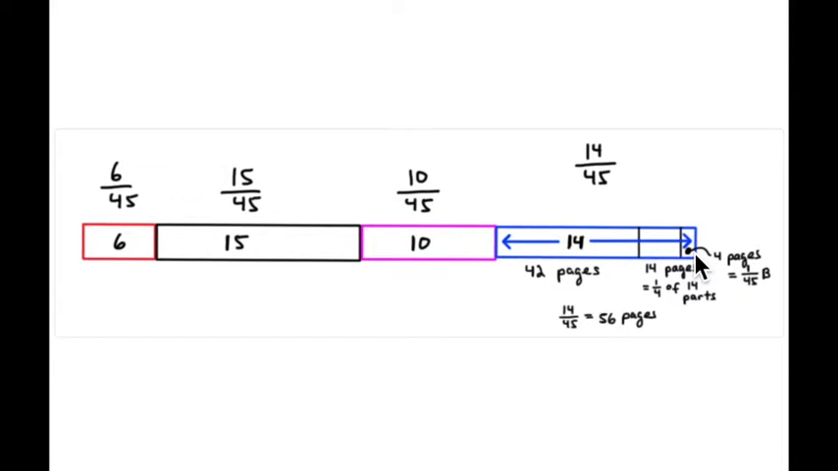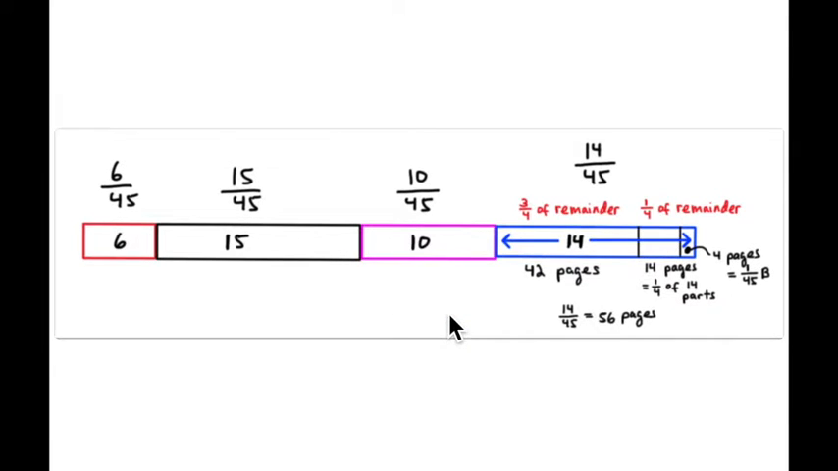So once I know that, 10 parts, each of the parts are equal to 4 pages. So 10/45. Oh, let's go back for a second. Remember, this is 3/4 of the remainder of the book right here, and this was 1/4 of the remainder. And that was the key. This 1/4 of the remainder equal to 14 pages enabled us to figure out what this whole piece was right here, which is equal to 56 pages.